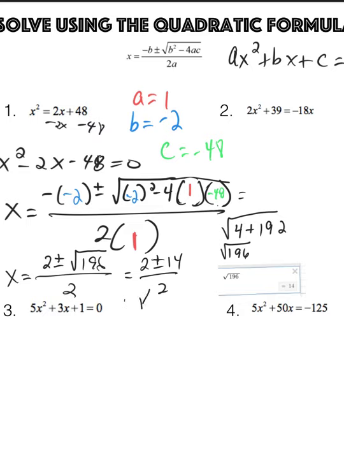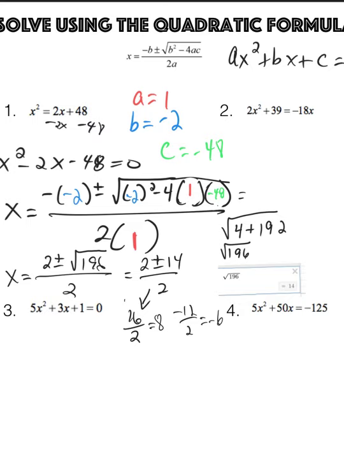If I go positive, 2 plus 14 is 16 over 2. If I go negative, 2 minus 14 is -12 over 2. That will give me the two solutions. One of them is 8 and one is -6.